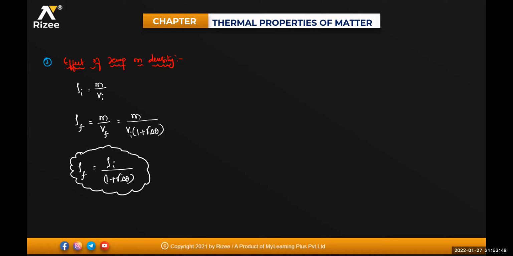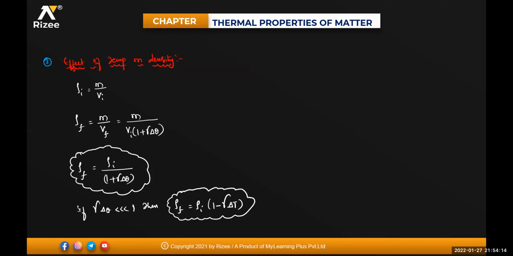Final density is equal to your initial density divided by 1 plus gamma into delta T. If gamma into delta theta is much lesser than 1, then I can write here final density will be equal to your initial density into 1 minus gamma into delta T. This is the next formula you need to remember. Clear? This is applicable only if gamma into delta T is very much lesser than 1.